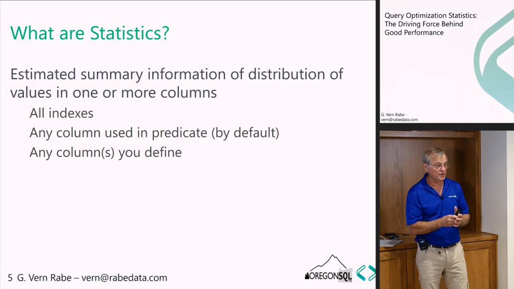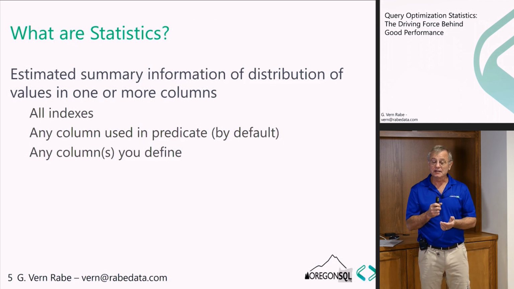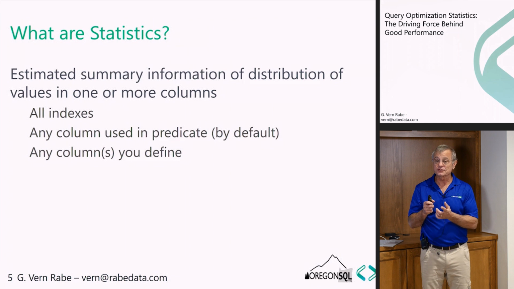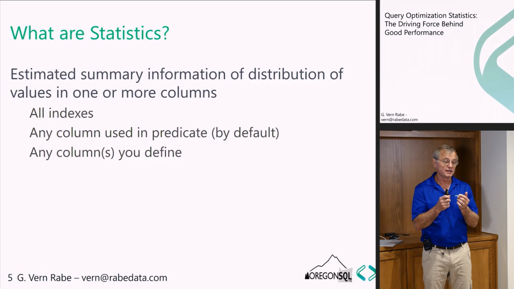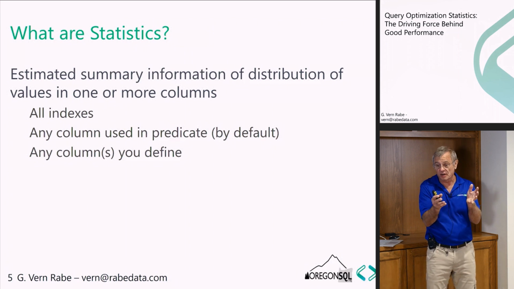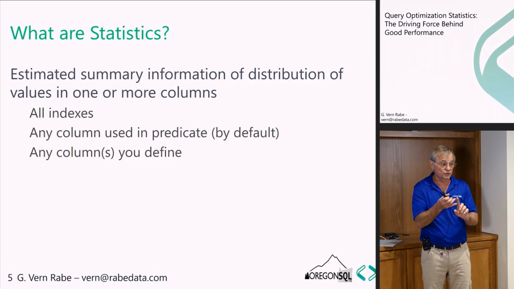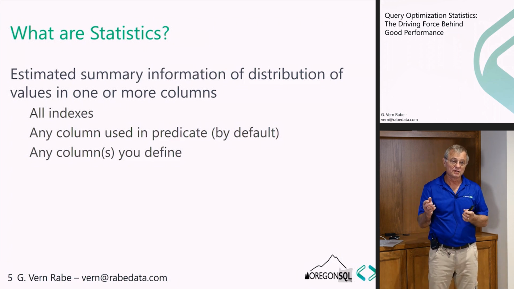Where are statistics created? Every index that you create will have a statistic object associated with that index, unavoidable. By default, any column that is referenced in a predicate will have a statistic object on it. A predicate is one of those lines in your query that could be where this column equals that column, or an on clause, on this column is equal to that column. Any one of those rows that can return true, false, or unknown. That's a predicate.